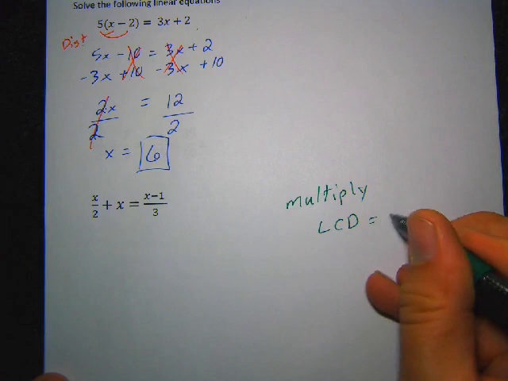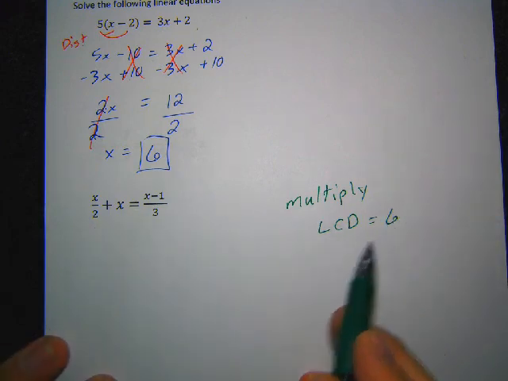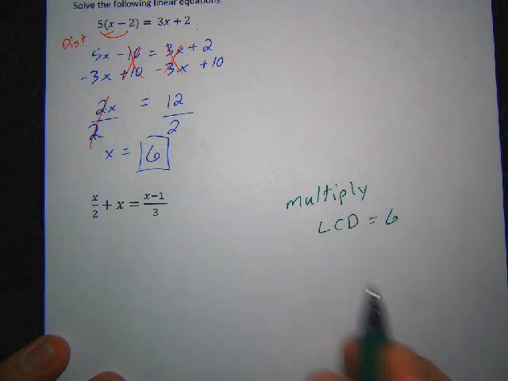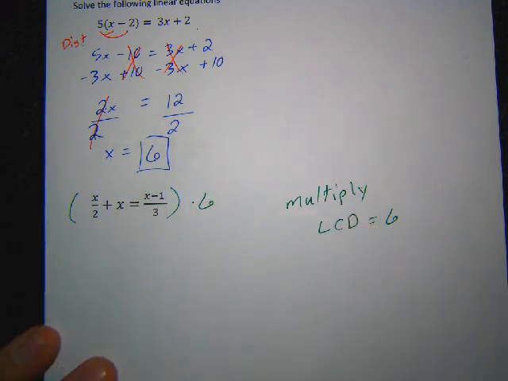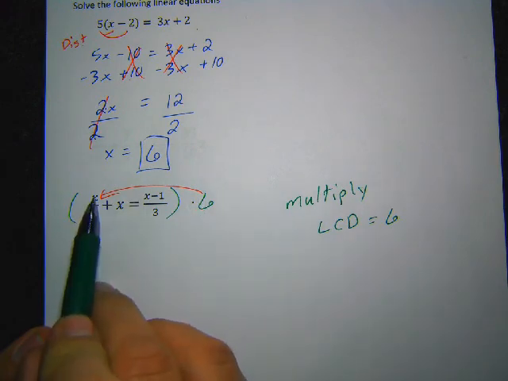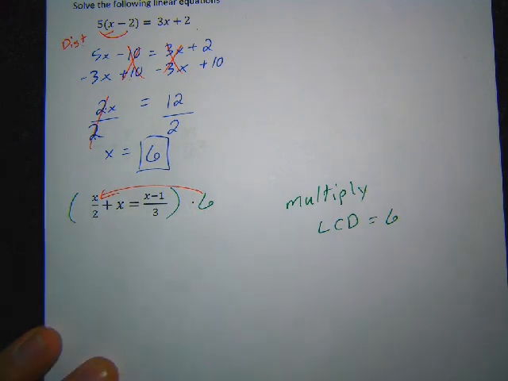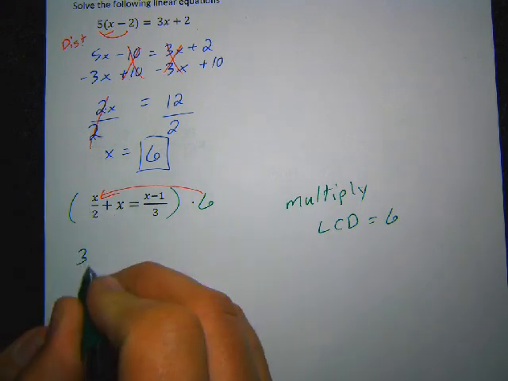In this case, the LCD would be 6, because 2 and 3 go into 6, and that's the smallest number that they both fit into and divide into. So I'm going to multiply everything here by 6. I'm going to distribute that 6 through. I'm going to multiply it to this x over here first. When I multiply, I could do 6 times x, get 6x, and have that over 2. And then I could do the division, 6 divided by 2, and I end up with a 3 and the x left over.